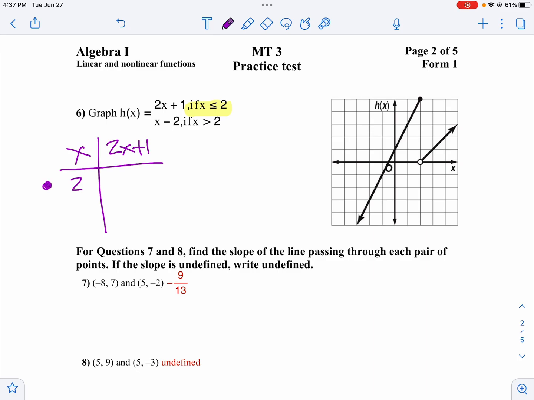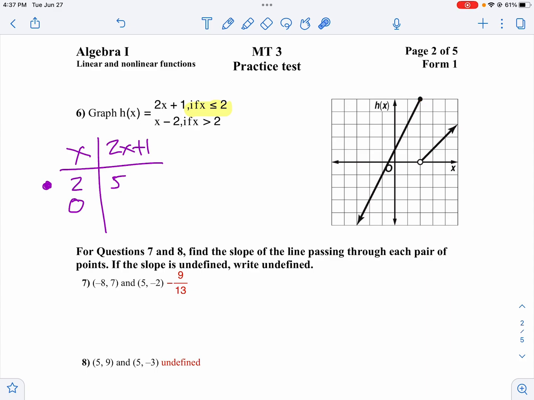I'm going to pick a number smaller than 2. I like 0, as long as you pick something smaller. Now let's substitute those in. So 2 times 2, because x is 2, plus 1. 2 times 2 is 4, plus 1 is 5. So we're going to put a closed circle on our graph at 2 and 5.